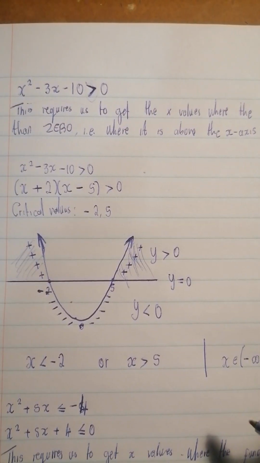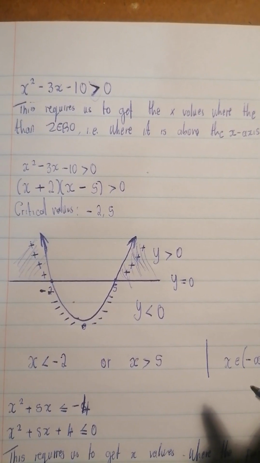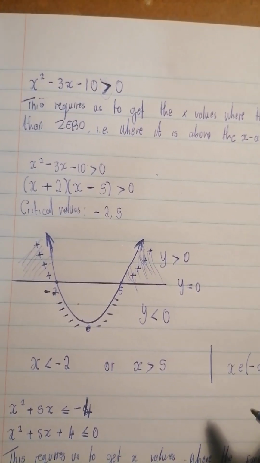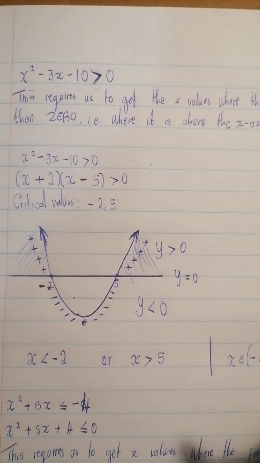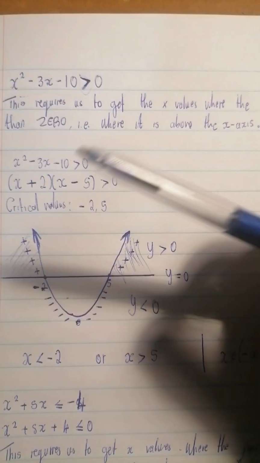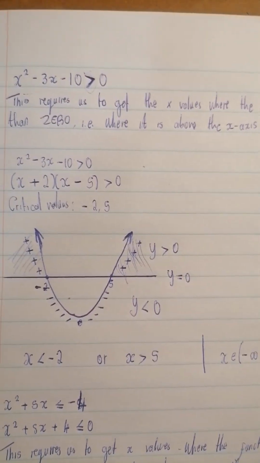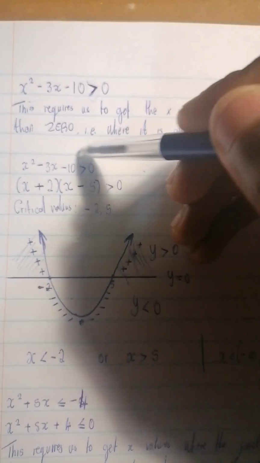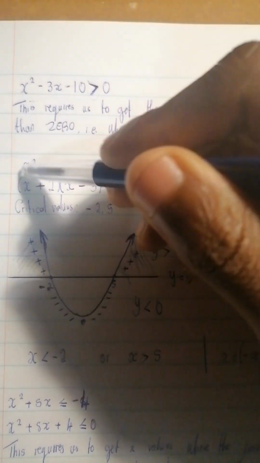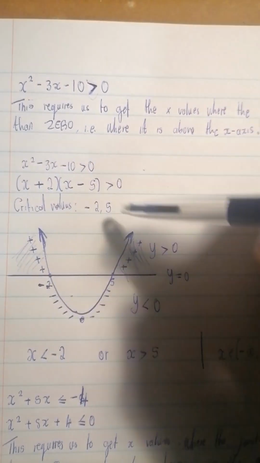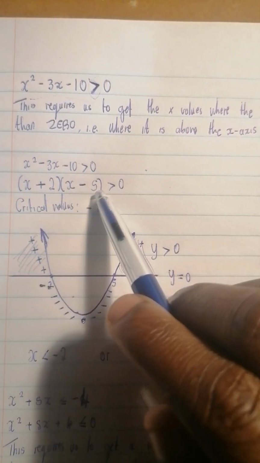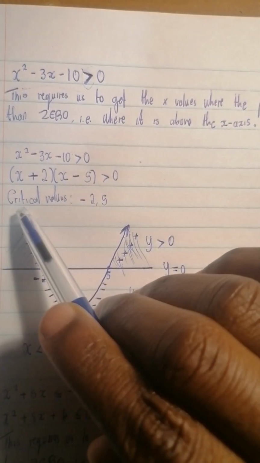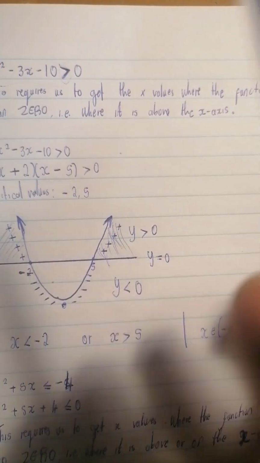To get this, the first thing we can do is to get the critical values. The critical values are essentially the x-intercepts, or what other people call the roots. To get the critical values, I first factorize this. Then from factorizing, I get the critical values to be -2 and 5.